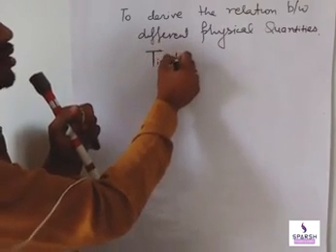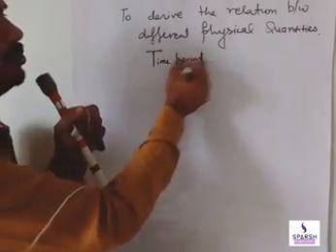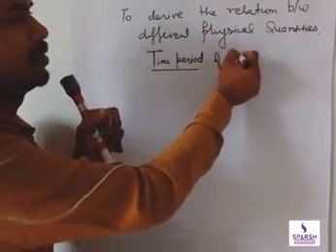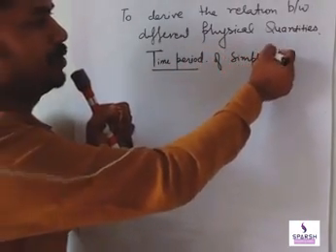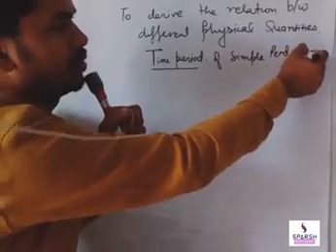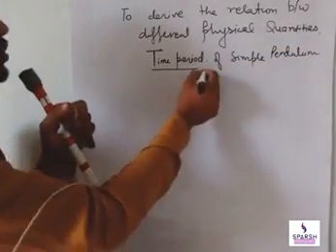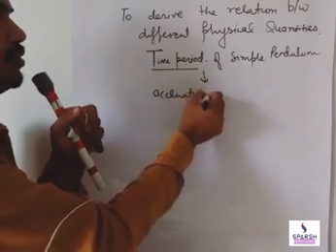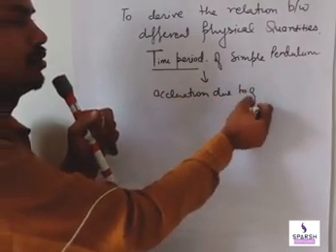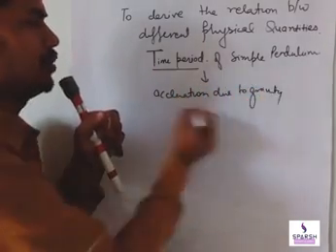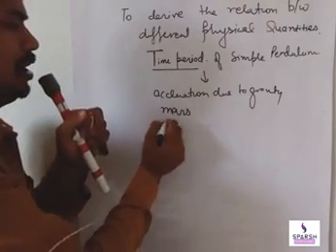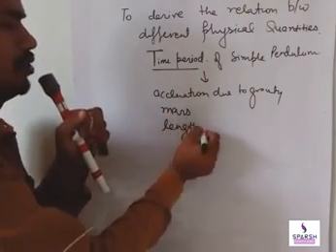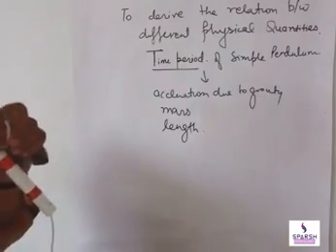For example, in a question we have a quantity to derive, say time period. The time period of a simple pendulum we have to derive, and it depends on acceleration due to gravity, mass and length. So what are the steps?